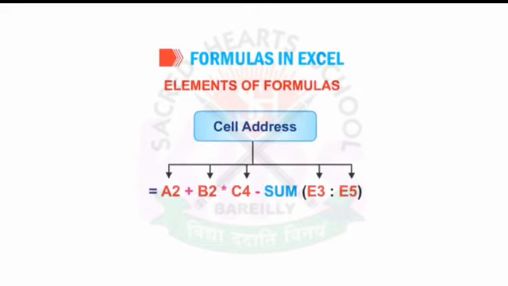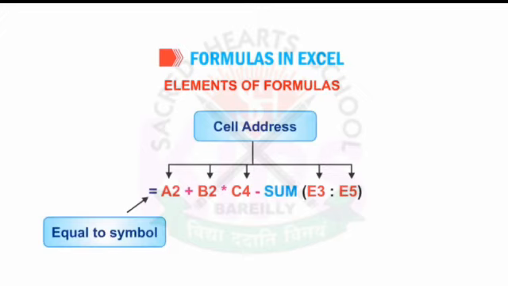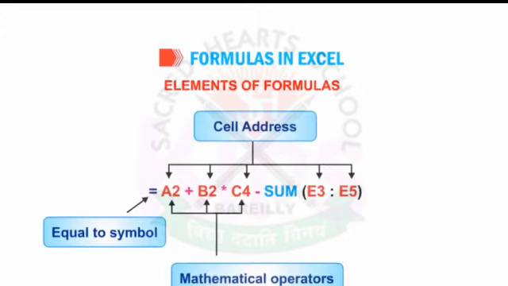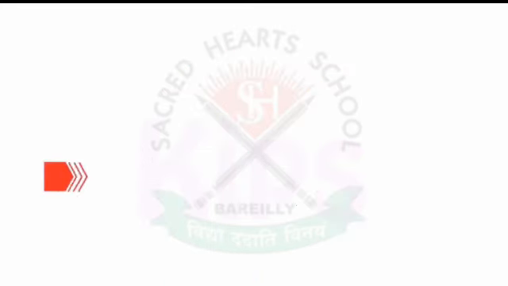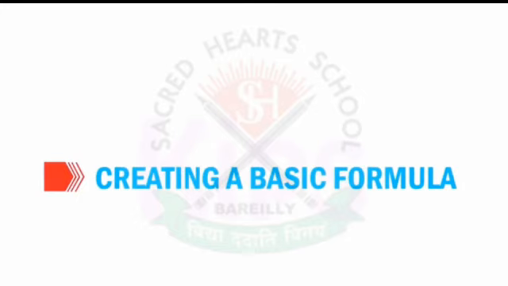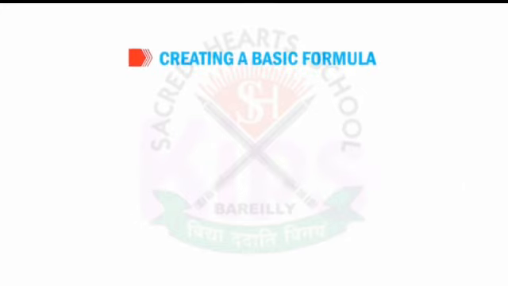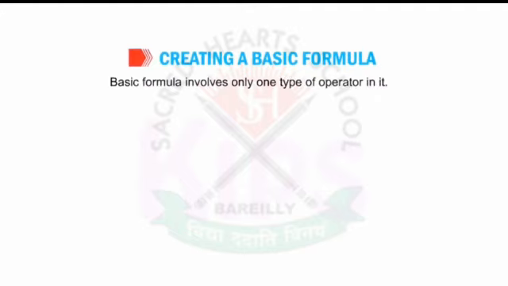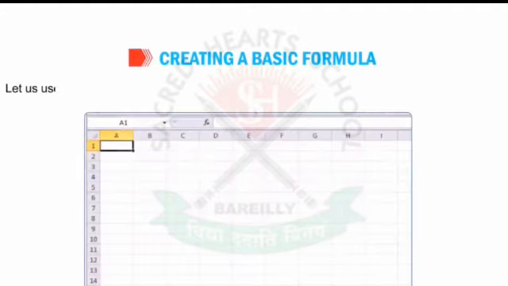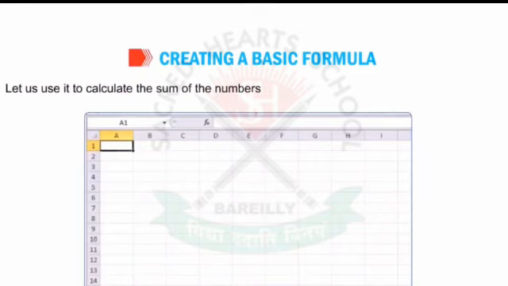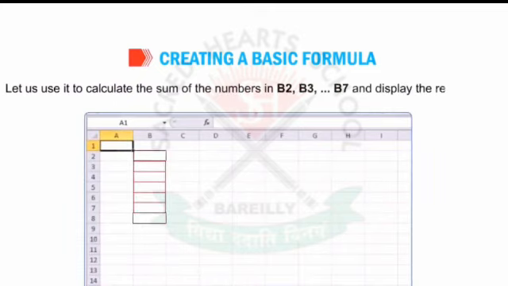This is the cell address. This is the equal to symbol. These are the mathematical operators, and this is the function. Okay, now let us first learn how to create a basic formula. A basic formula involves only one type of operator in it. Let us use it to calculate the sum of the numbers in B2, B3 till B7 and display the result in B8.